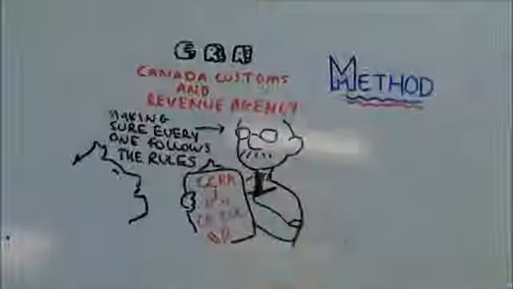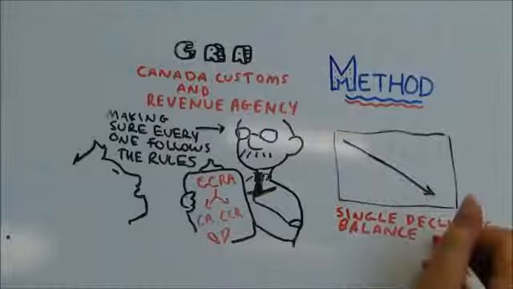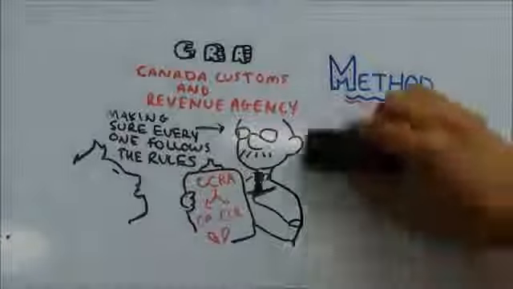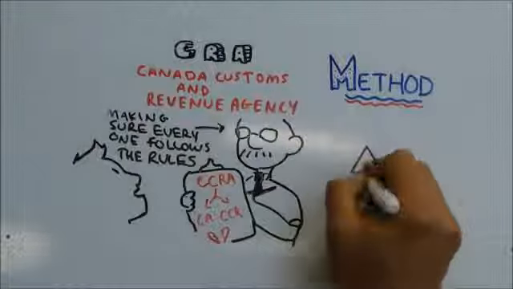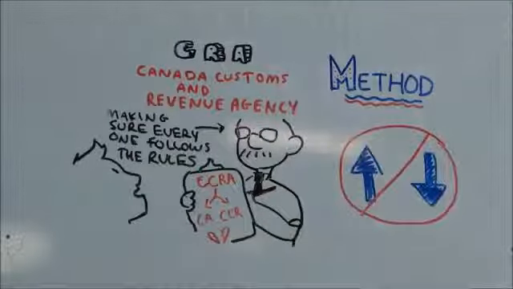The method that the CRA requires companies to use is the single declining balance method. This is so that companies do not increase their expenses to lower their taxes with a different amortization method.